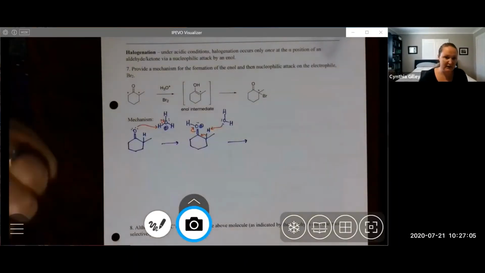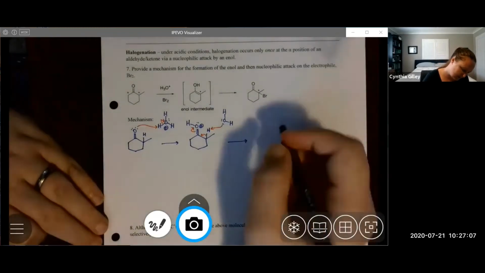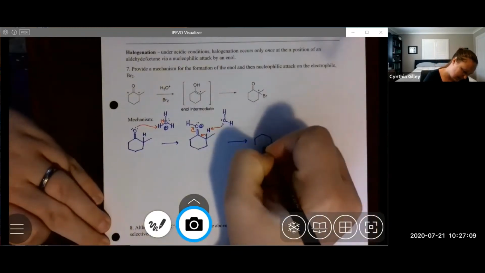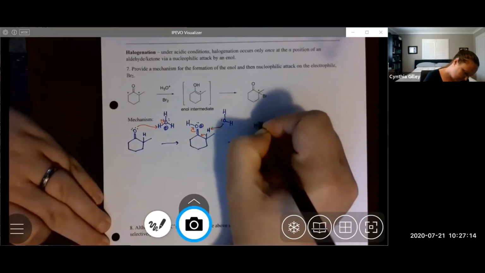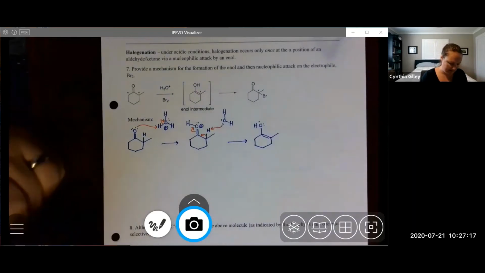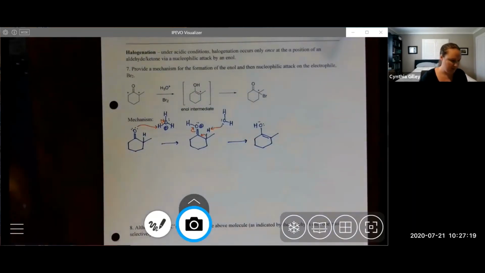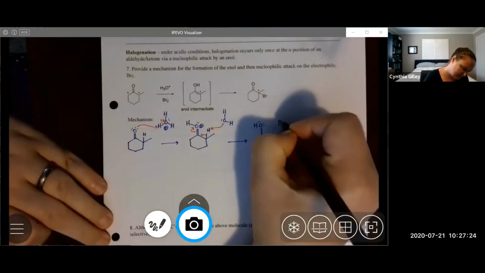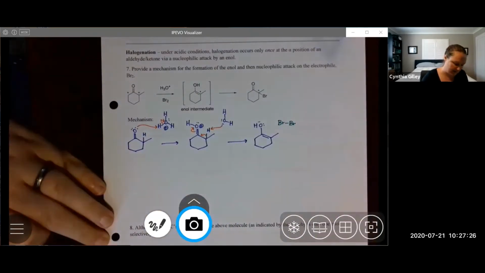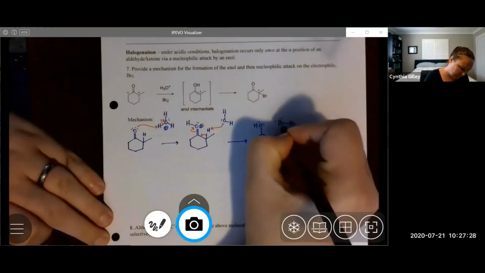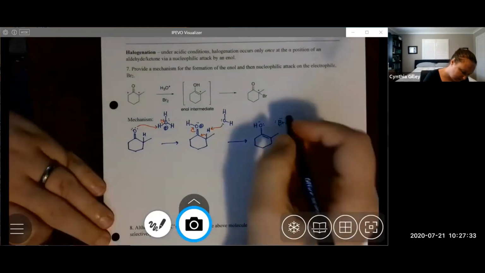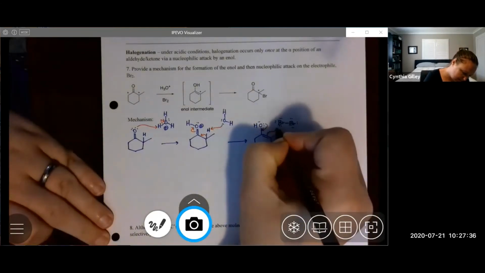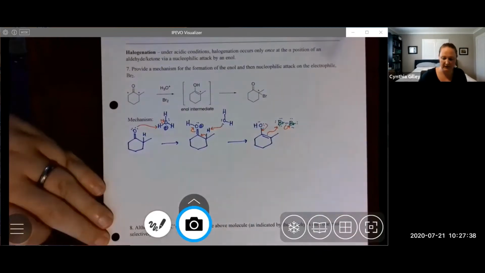Okay, so we've done our deprotonation with water to form the enol intermediate. And then now we can have a reaction with bromine, which is also in solution and is an electrophile, which can be attacked by the enol. So we can do nucleophilic attack and loss of a leaving group there.